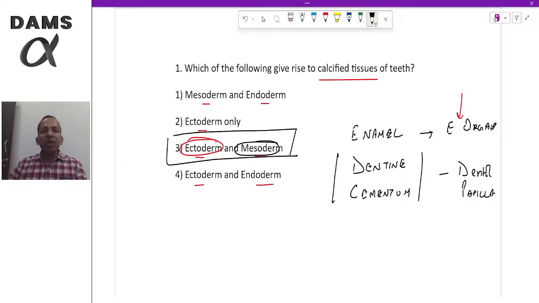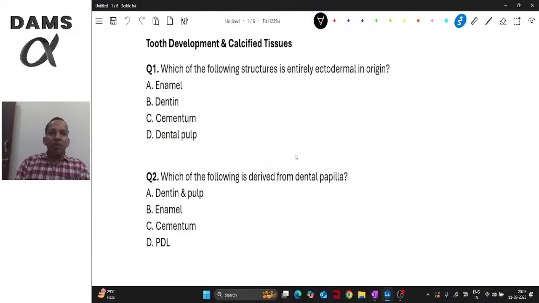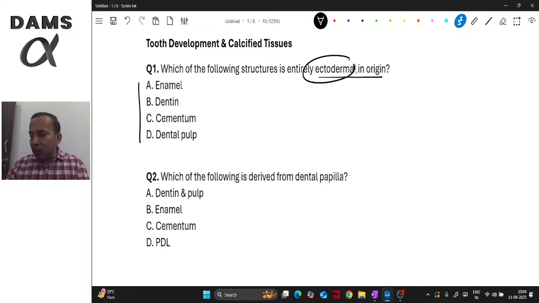Now I have a couple of questions related to this question, right? Let's go to those questions. So which of the following structures is entirely ectodermal in origin? So based on that question or a variant of that question, they can ask you that, right? The tooth has 3 calcified tissues, enamel, dentine and cementum, as I just told you. And of those, only one is of ectodermal origin and the other 2 are of ectomesenchymal or mesodermal origin, right? So which is the ectodermal?